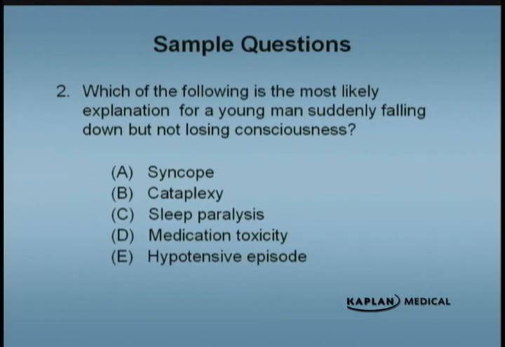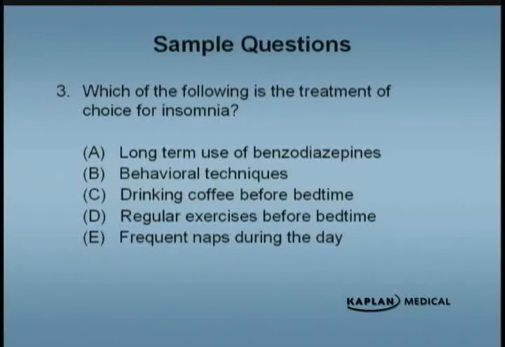Question 2. Which of the following is the most likely explanation for a young man suddenly falling down but not losing consciousness? Is it A, syncope, B, cataplexy, C, sleep paralysis, D, medication toxicity, or E, hypotensive episode? The fact that you did not lose consciousness rules out syncope. So the most likely answer here is cataplexy, which is a sudden loss of muscle tone without loss of consciousness. And given that this man has cataplexy, then the individual would be diagnosed with narcolepsy.